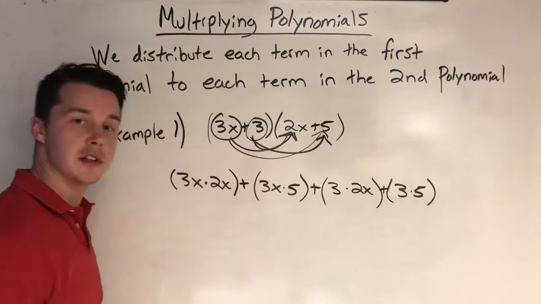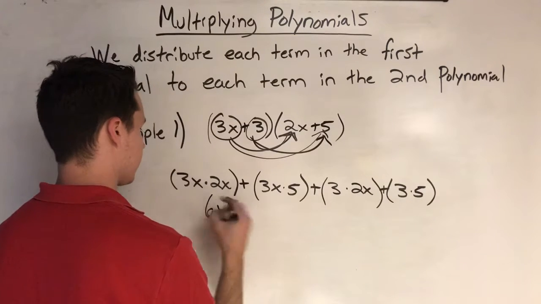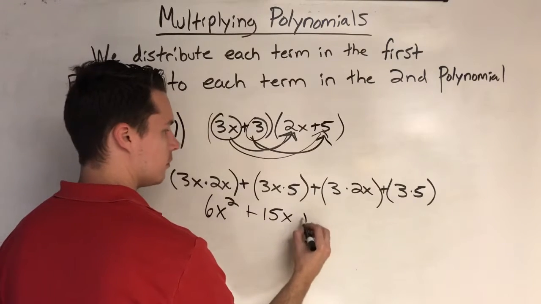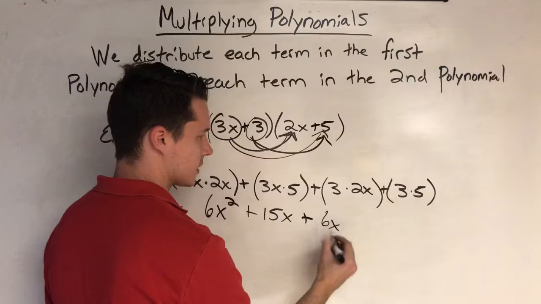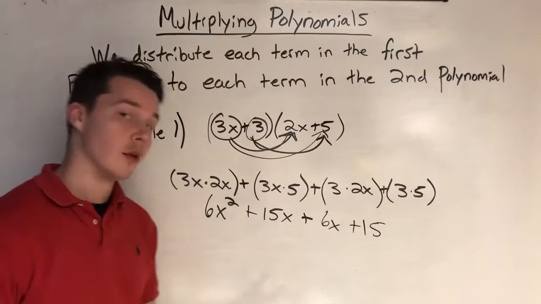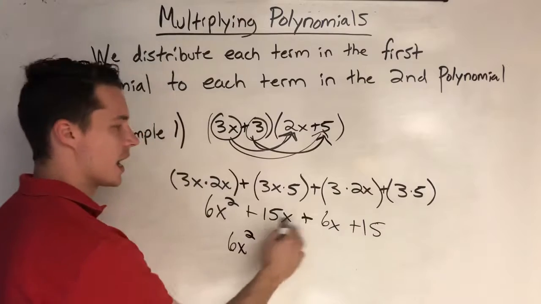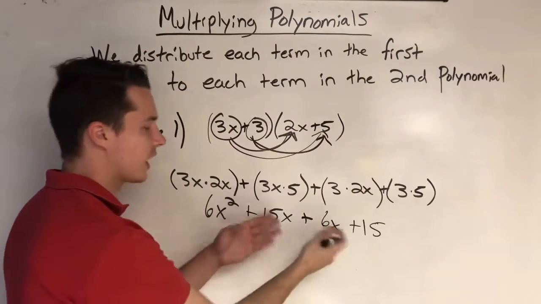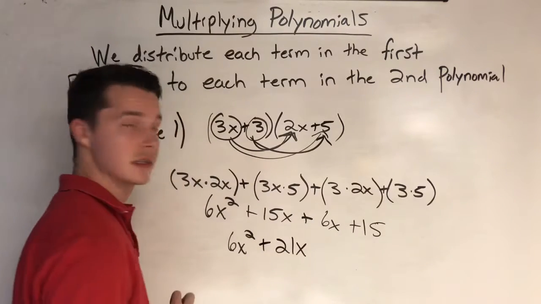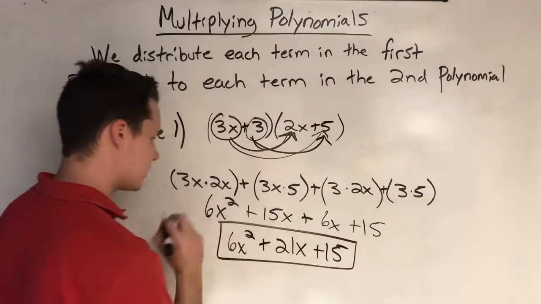Now we're just going to multiply all this together, and then we're going to combine our like terms afterwards. So here we go. 6x squared, right? 3 times 2, plus a 15x, okay? Plus 3 times 2x is 6x, plus 3 times 5 is 15, okay? Alrighty, we're almost done. We just got to combine those like terms now. There's no other x squares, so we can bring that down, but we got an x and an x. So we have to add those coefficients together. 15 plus 6 is 21x, and then there's no other whole number, if you will. So we'll just keep that plus 15 the way it is.